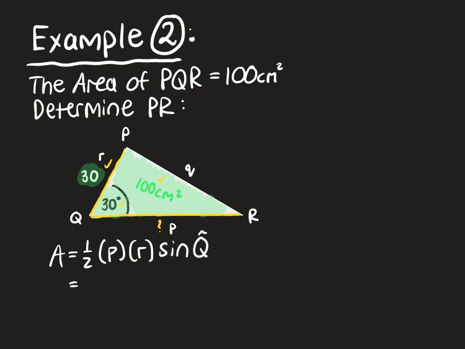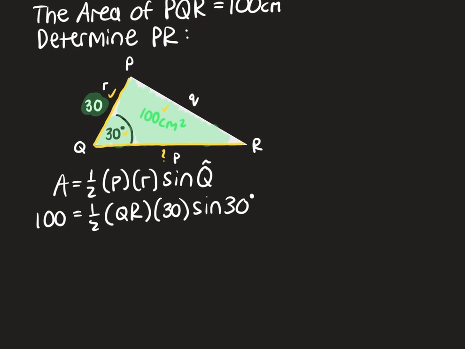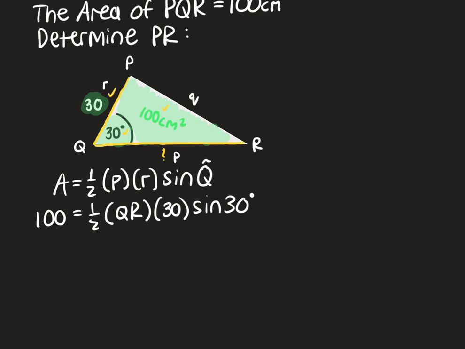Okay, so let's go. Area we know is 100. A half. P is what we're trying to solve for, which is QR. R is 30, which was given to us, and sine of the angle, which is 30 degrees. Now, all we have to do here, guys, is just make QR the subject of the formula.